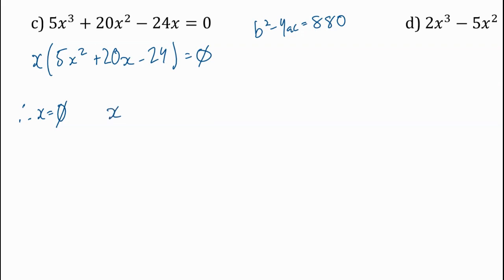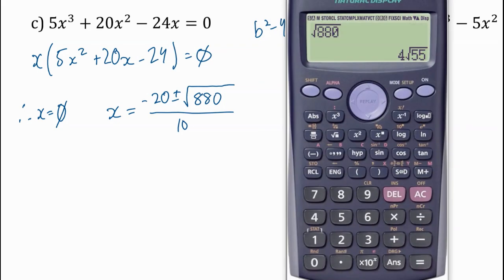And x equals negative b plus or minus the square root of b squared minus 4ac, which we already calculated. So as long as you show that off to the side, you can go straight to that step. All over 2a. 2 times 5 is 10. 880, whoops, is divisible by 16.